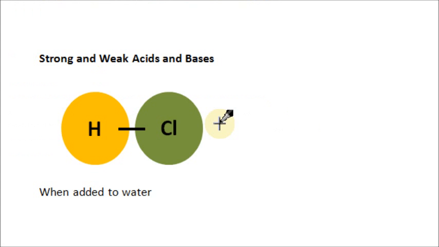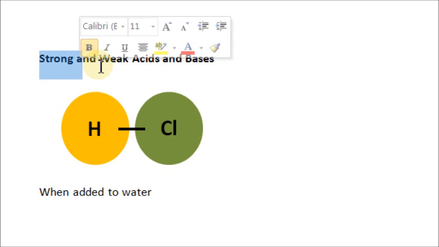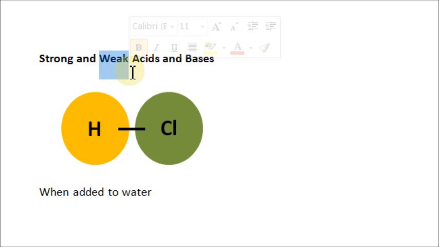Cool. Okay, so now we know what the difference between acids and bases are and how to identify them. There are also strong acids and bases and weak acids and bases, and they react differently depending on if they're strong or weak.